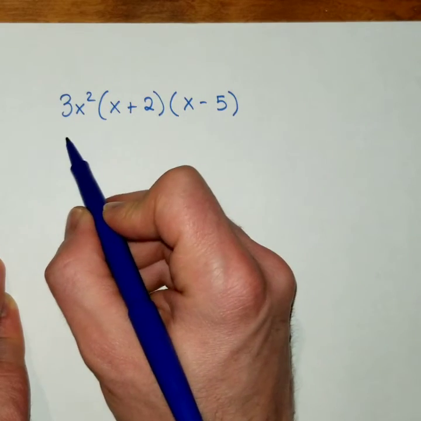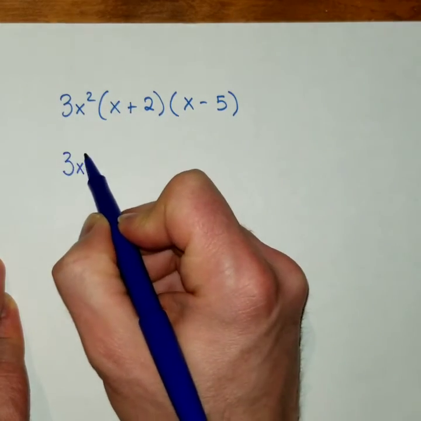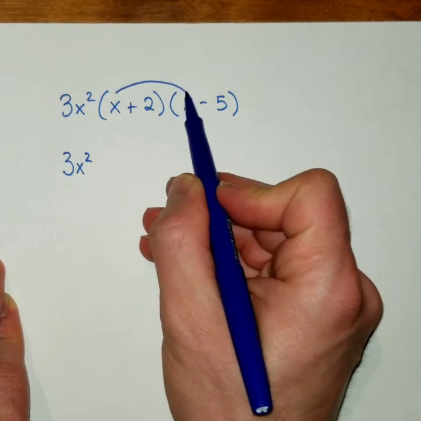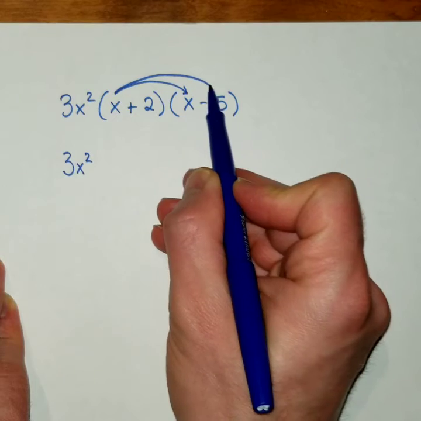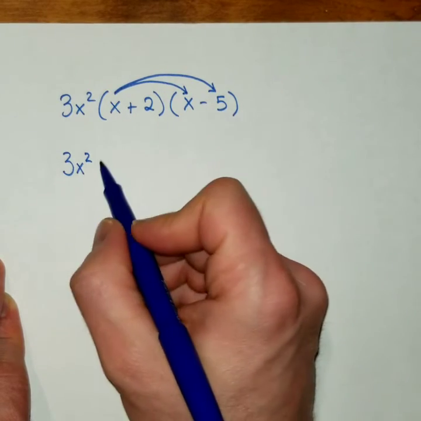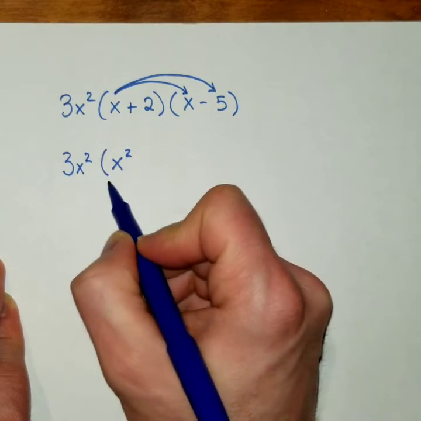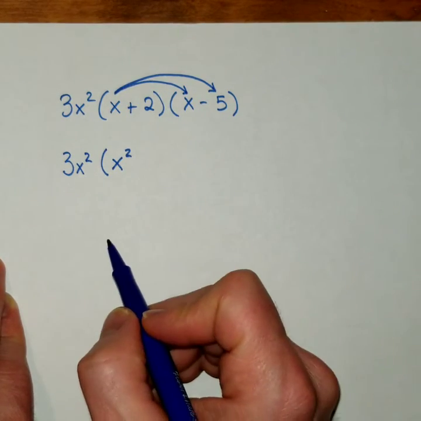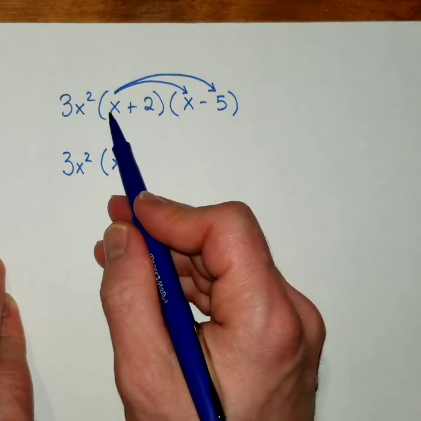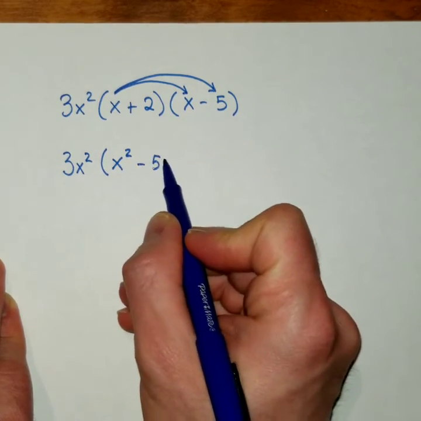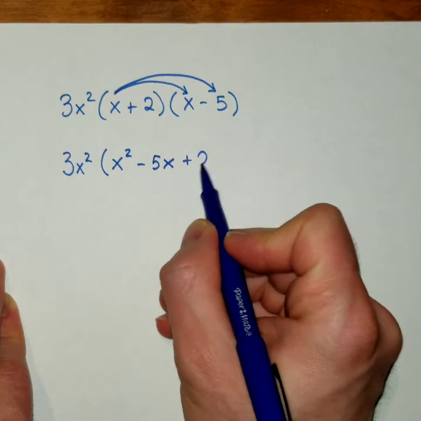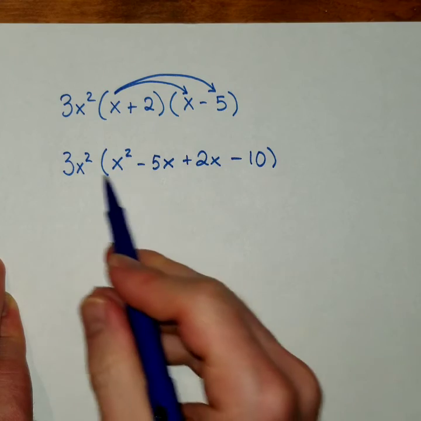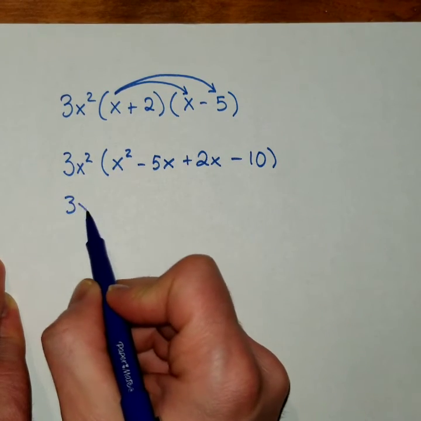I'm going to bring my 3x squared down. I'm going to perform this multiplication. X times x is x squared. Notice I put a parenthesis here. I'm going to group this together and then distribute in the 3x squared. So x times x, x squared, x times negative 5, 2 times x, 2 times negative 5. Okay. I'm going to combine the like terms in the parentheses.